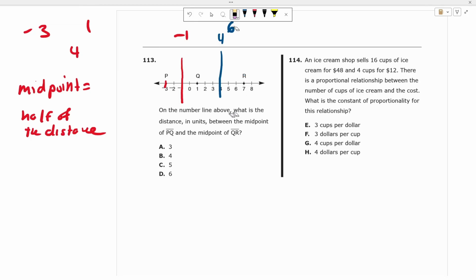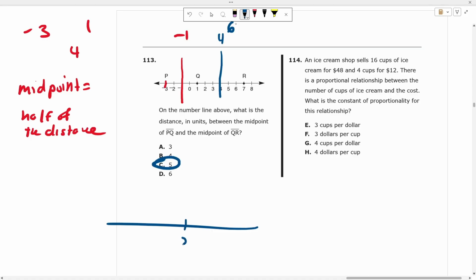Now it's asking what is the distance in units between the midpoint of PQ and QR? So what's the distance between -1 and 4? The distance is going to be 5. Okay, why isn't it 4? Because look at the number line. Here is -1, here is 1, here's 2, here's 3, and here's 4. In order for me to go from -1 to 4, I have to go 1, 2, 3, 4, 5. So 5 hops, which means the distance has to be 5.